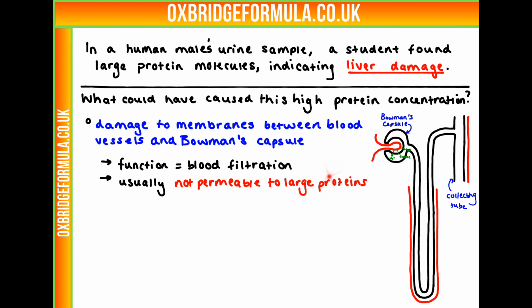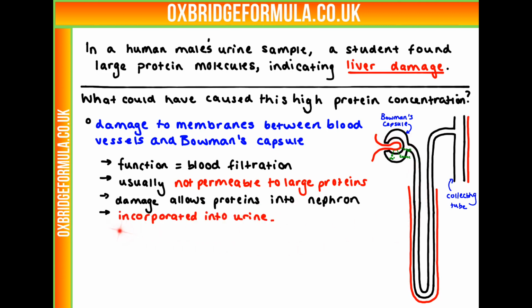So thinking about that, what is damage going to do? Well, damage is going to allow proteins into the nephron, and that means proteins are going to be incorporated into our urine. So we know that it could be found in the urine because of this damage. So there we go, that one is correct.